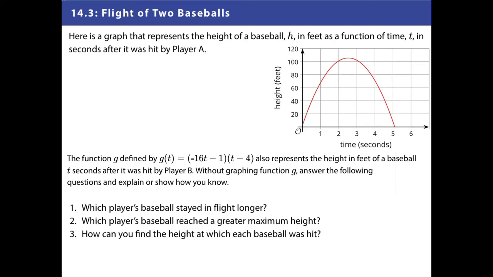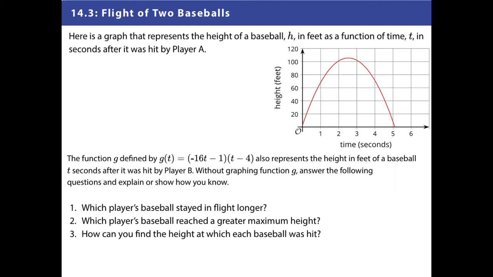Looking at example 3, here's a graph that represents the height of a baseball h in feet as a function of time t in seconds after it was hit by player A. The function g defined by g of t equals negative 16 times (t minus 1) times (t minus 4) also represents the height in feet of a baseball t seconds after it was hit by player B.